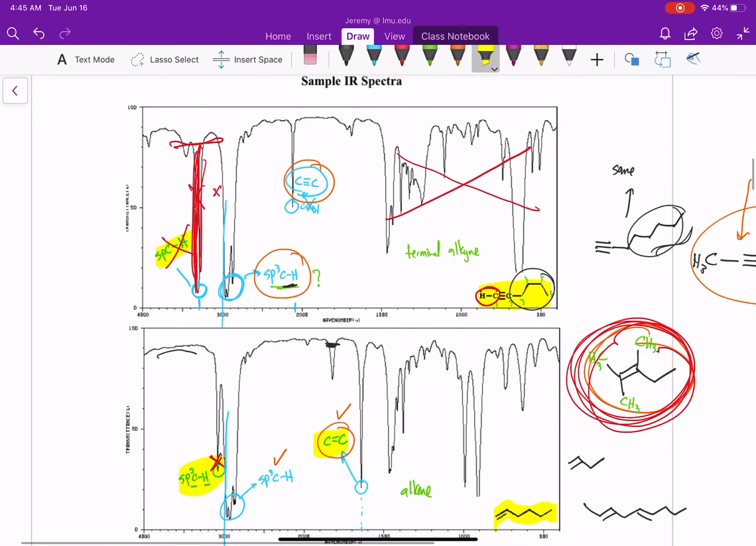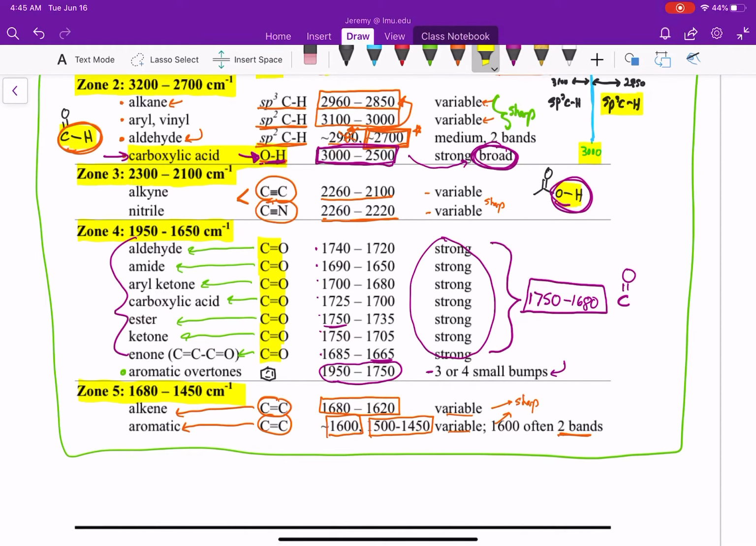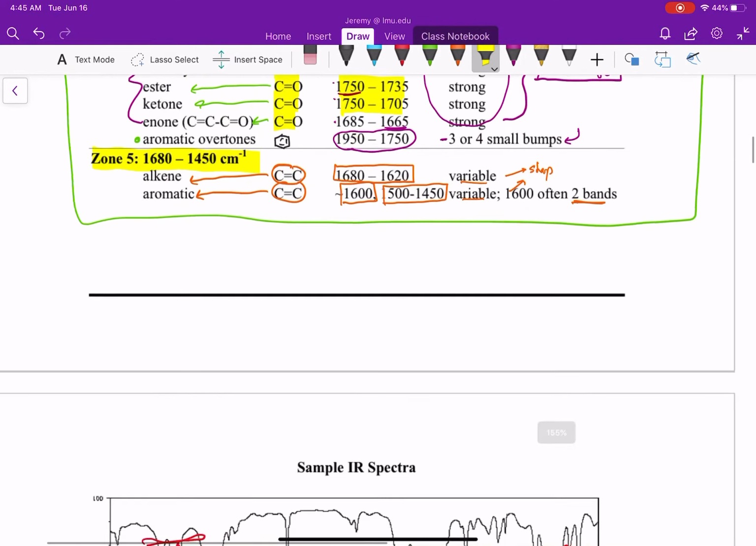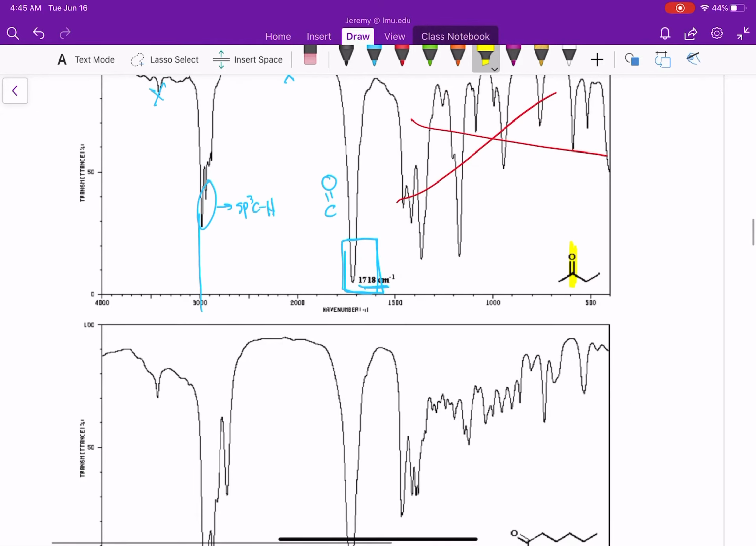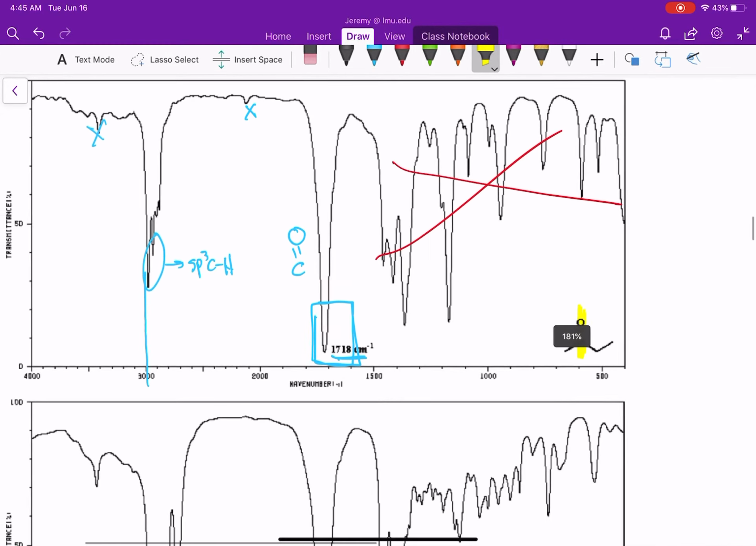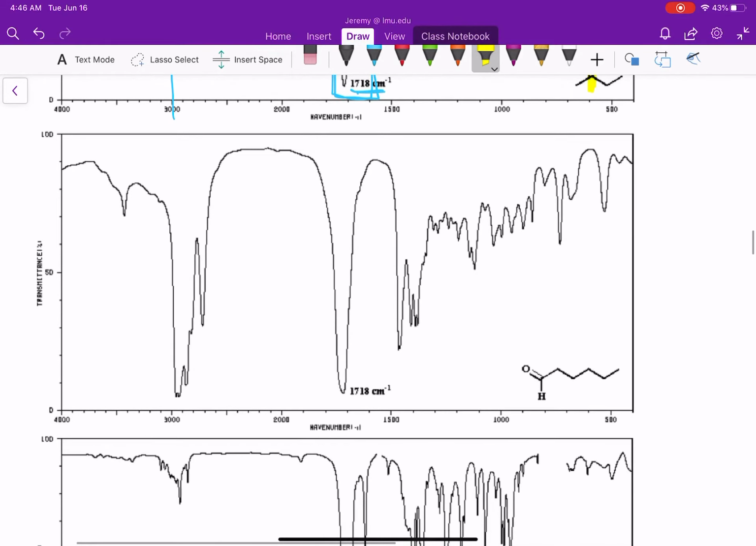One thing to notice with this table: if you look at our ketones, they're 1750 to 1705, generally the same as an ester, so it's hard to tell the difference between an ester and a ketone at this basic level, but there are other ways to determine those differences, okay? All right, so that's what a ketone looks like.